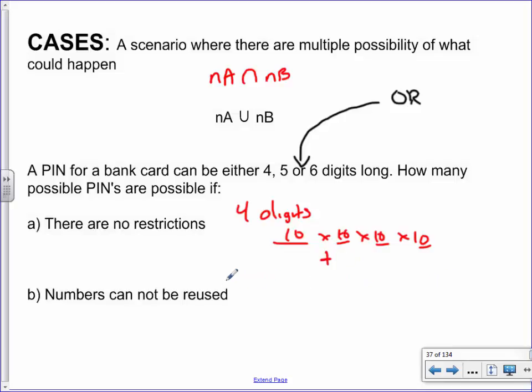Or you could do a 5-digit password, which would be 10 times 10 times 10 times 10 times 10. So you can do n(A ∪ B), yeah, that's basically what's happening here. This is the number of ways of having a 4-digit password, or the number of ways of doing a 5-digit password, or you can even do the next one. So then I've also got to add the 6-digit password to it, which is 10 to the 6.